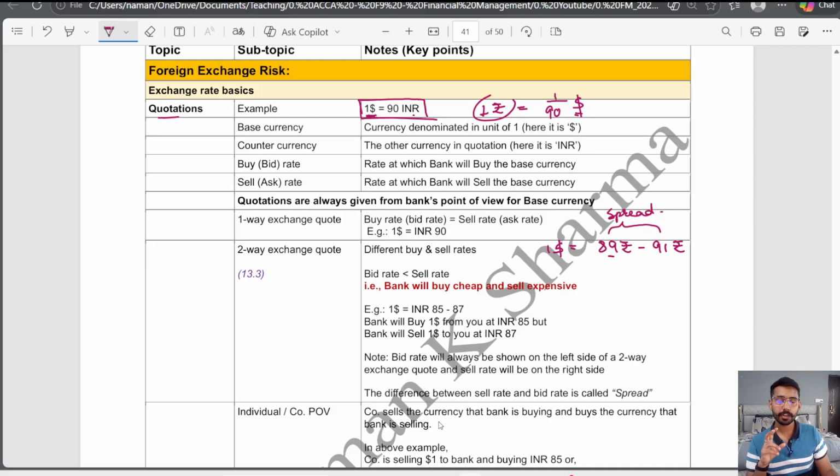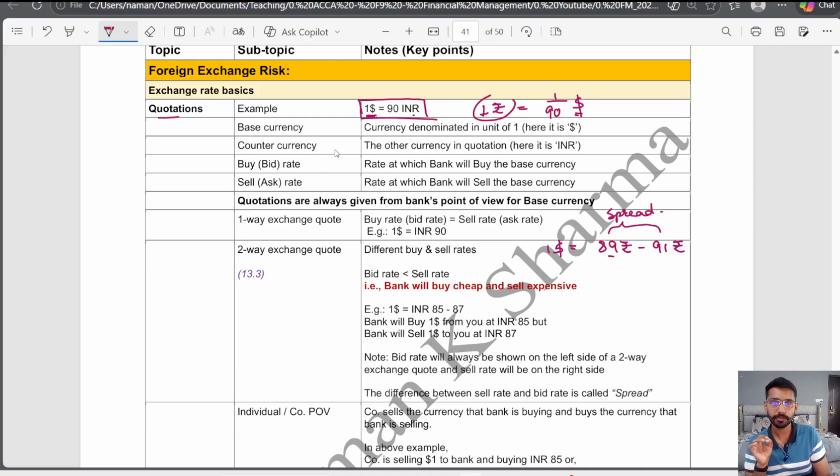The confusion comes because you say that bank buys low, bank sells high. You are selling one currency, the bank is buying that currency. The bank is selling another currency. At the same time, the bank is buying one currency and selling one currency. Which currency to take? Which buy or which sell to take? Confusion. Simple. Pick out the base currency.